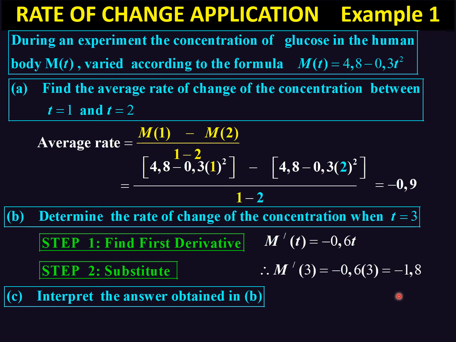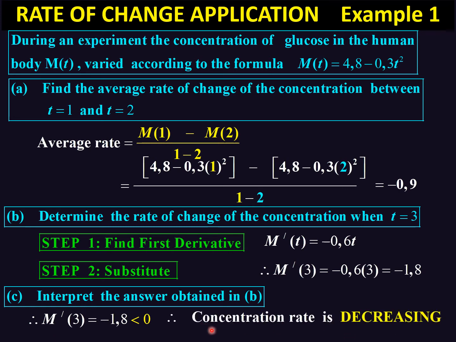Now they ask us here, interpret the answer obtained in B. So there's the answer in B. This is a rate. So how can we interpret this? Look at the value of that rate. What type of value is that? I know it's a decimal, but it's actually a negative number. And when you have a rate that is negative, what does it indicate? That the rate is actually a decreasing rate. In this case, in context, the concentration of glucose is decreasing.